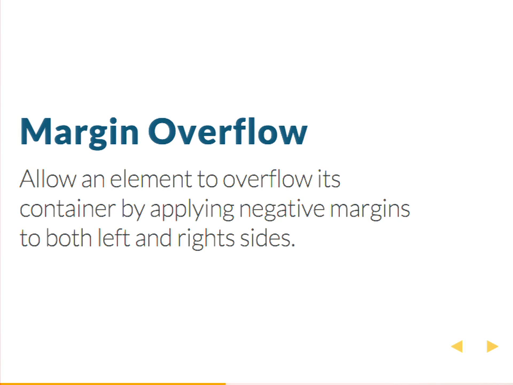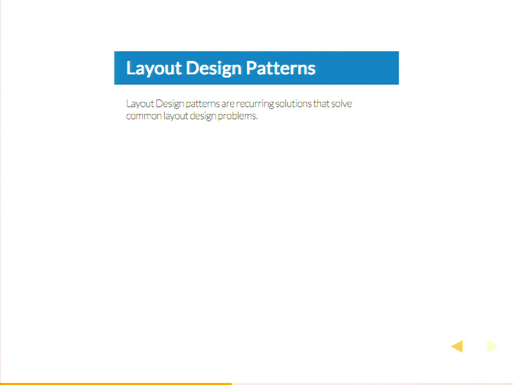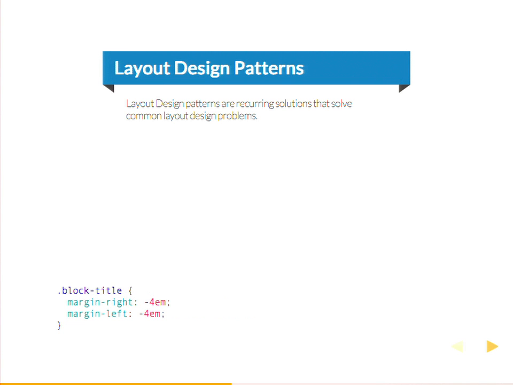Margin overflow is another way we can exploit the negative margin properties. It allows an element to overflow its container by applying negative margins to both the left and right sides. So here's an example of a common block. We have a block title and some block content. You've probably seen this markup a lot if you do a lot of Drupal work. And then by applying negative margins to either side of the title, we can have that title expand out beyond the edges of that container.